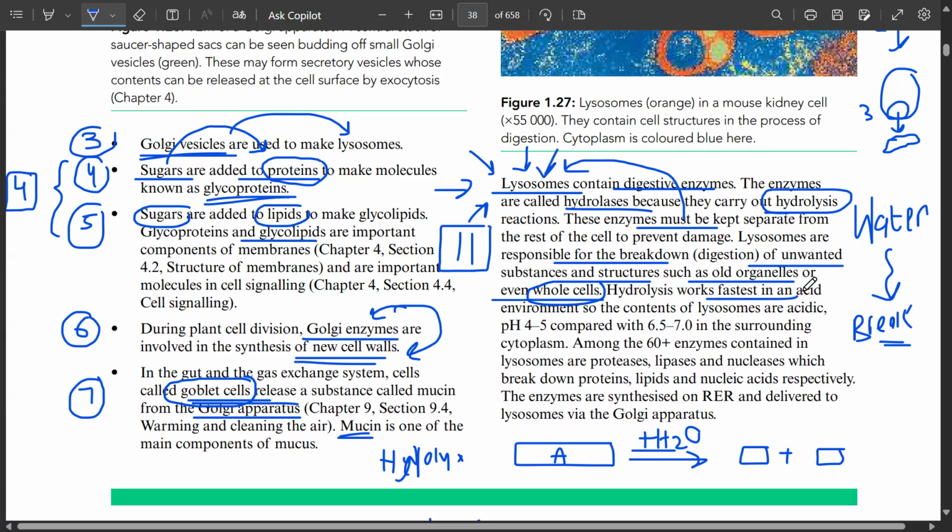Hydrolysis works fastest in an acid environment, so the contents of lysosomes are also acidic, of a pH around 4 to 5. No need to remember this. Among the 60 plus enzymes contained in lysosomes, some of them are proteases, used to break down proteinous structures, lipases to break down the structures made up of lipids, nucleases to break down nucleic acids. So lysosomes have different types of hydrolytic enzymes depending on what they are going to break. The enzymes are synthesized on the RER and then delivered to lysosomes via the Golgi apparatus.